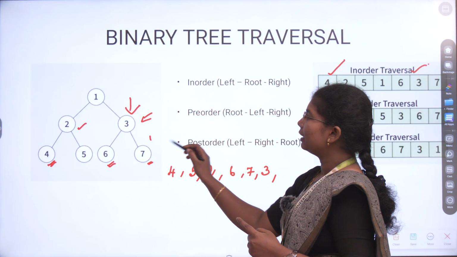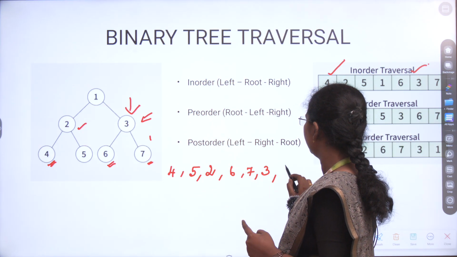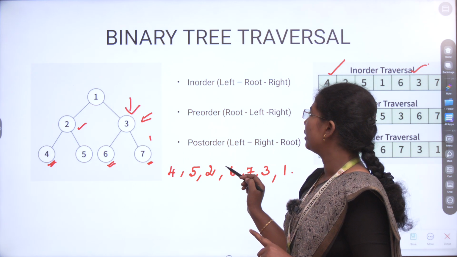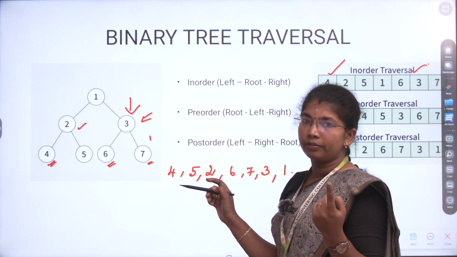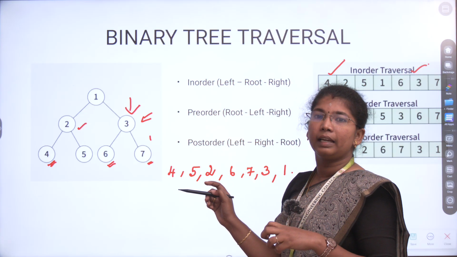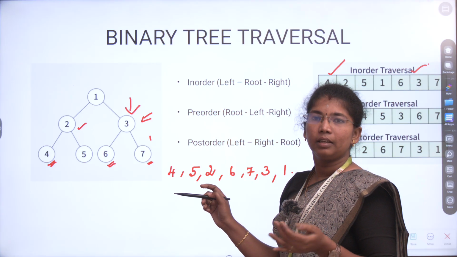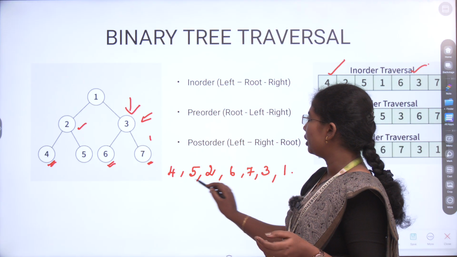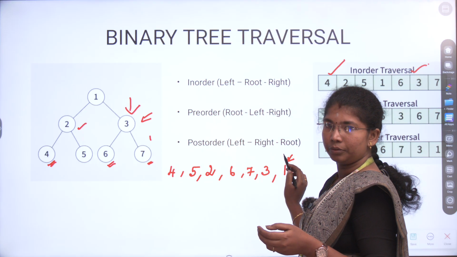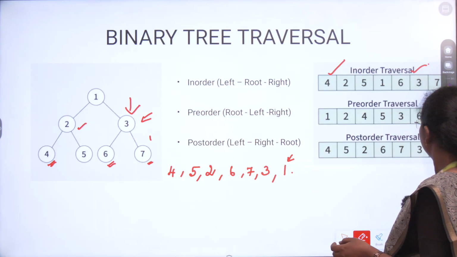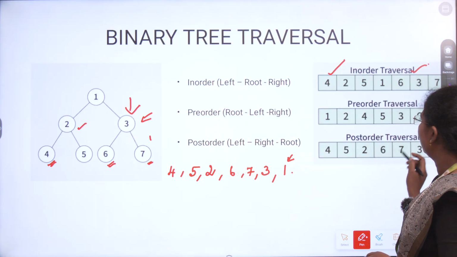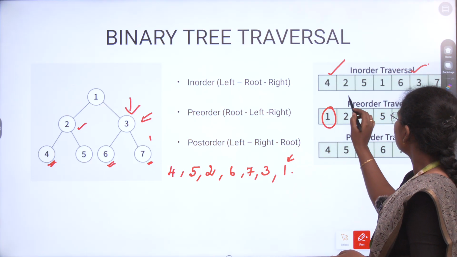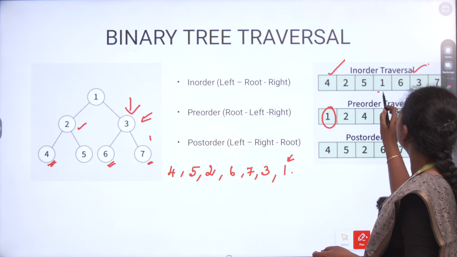Now the leftover is just the root, and the root will always be at the last. Root will always be at the last in post order. In pre-order the root will be in front. So from that you can easily understand and solve the GATE question. These are all the simple tricks that you have to keep in mind. So in post order the root will always be the last value. In pre-order the root will be in the first place. In in order you'll have it in the middle.